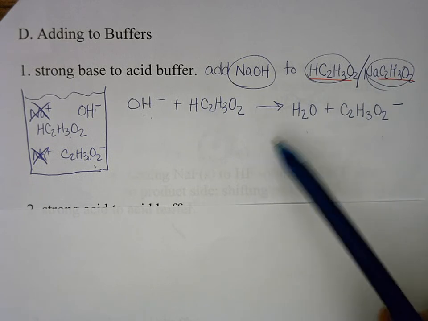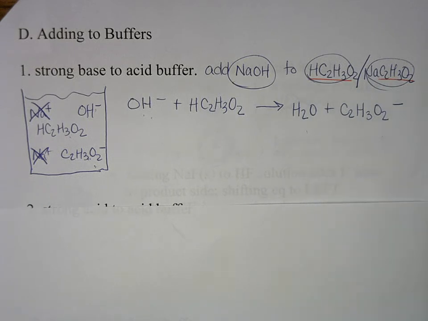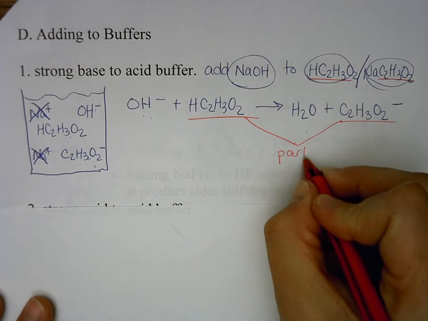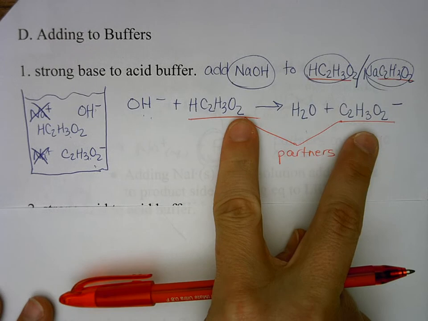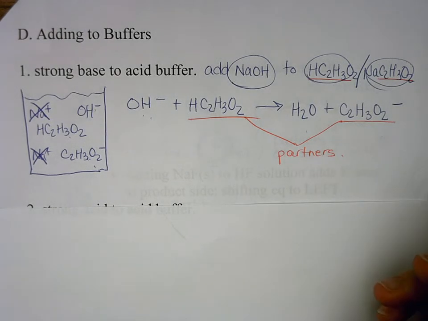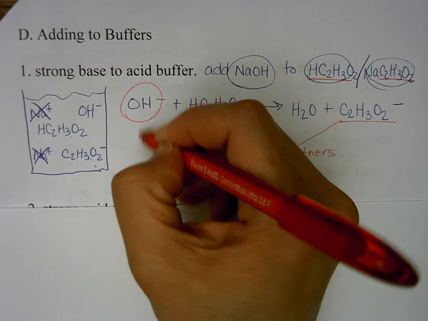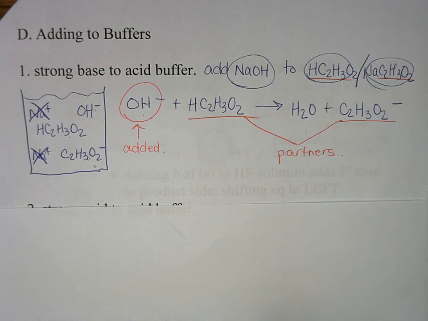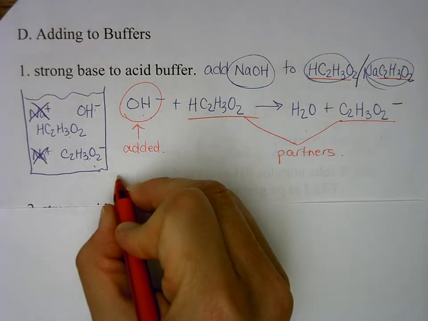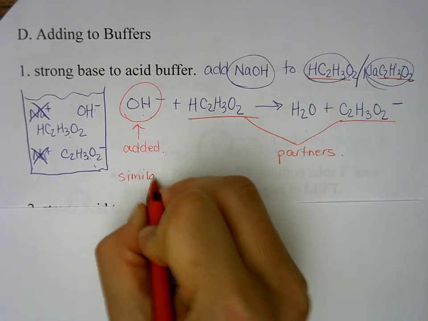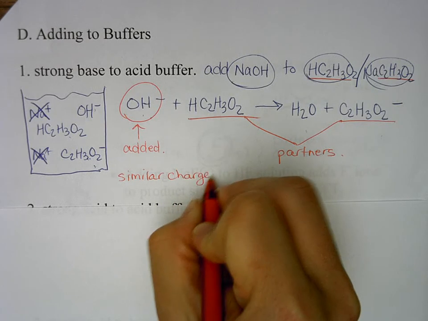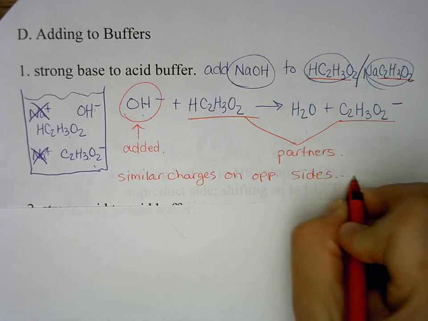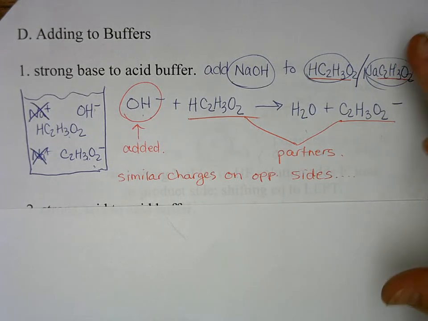So a couple things you have to remember. Partners need to be on opposite sides of the reaction, so never put them on the same side. And then you start with what's being added, and what else? Oh, the same charges. So similar charges on opposite sides. So if you can remember those rules, then you should be able to set up the reaction and what takes place. All right.